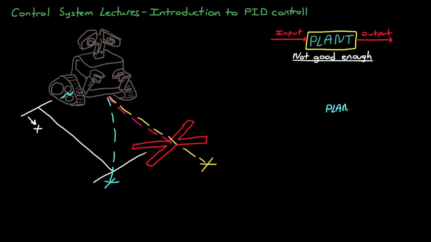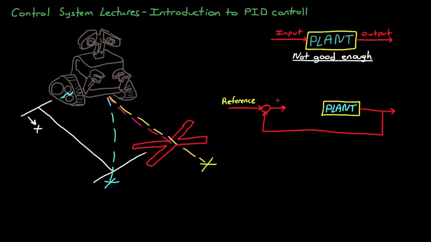Now the solution then is feedback control, which essentially means you're sensing the output of the plant and feeding it back so that the system can make adjustments accordingly. Now in a feedback system, there's a reference signal, and this is the desired value or the ultimate goal. And you compare that to the measured value, and what you're left with is the error or the delta between where you are and where you want to be.